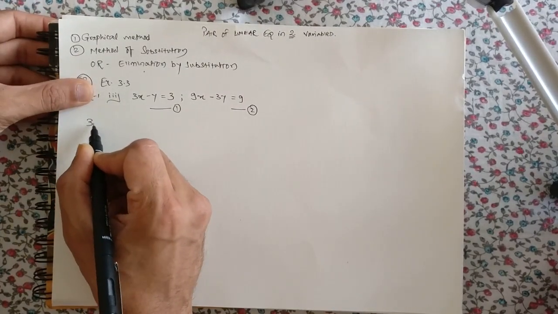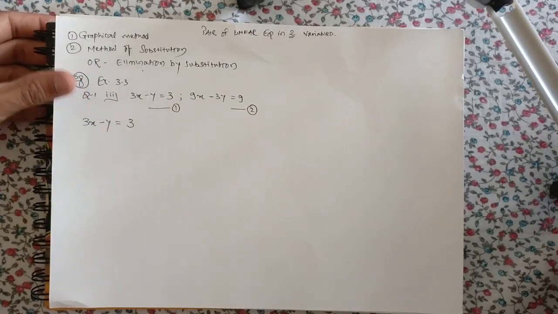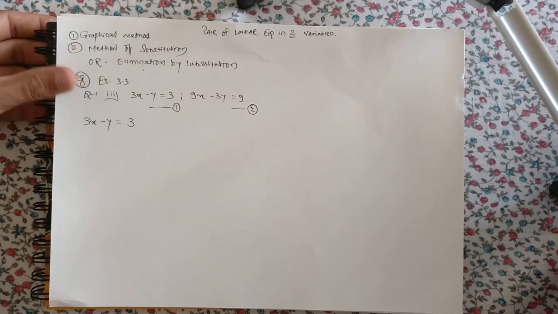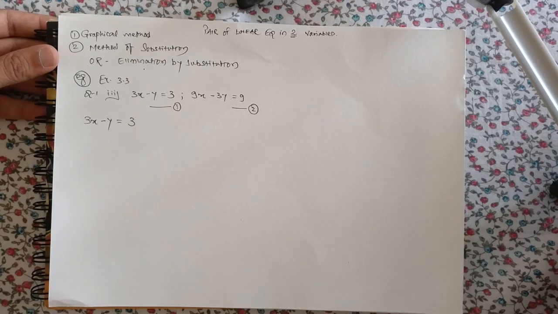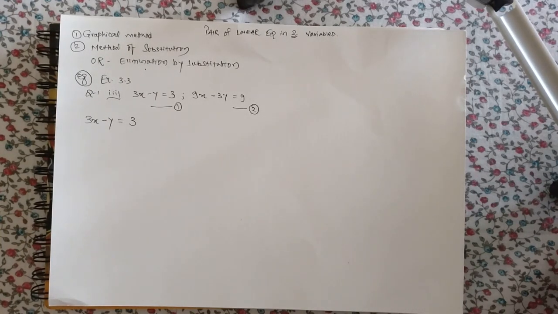So I will write 3x minus y is equal to 3. Okay, so I've selected one of the equations. Now you have to form an equation with one of the variables as the subject of the formula. What do you mean by subject of the formula? It means that out of x and y, one variable should be on the left hand side and all the other terms, variables, coefficients, constants should be on the right hand side. And we can do this very easily. See how.